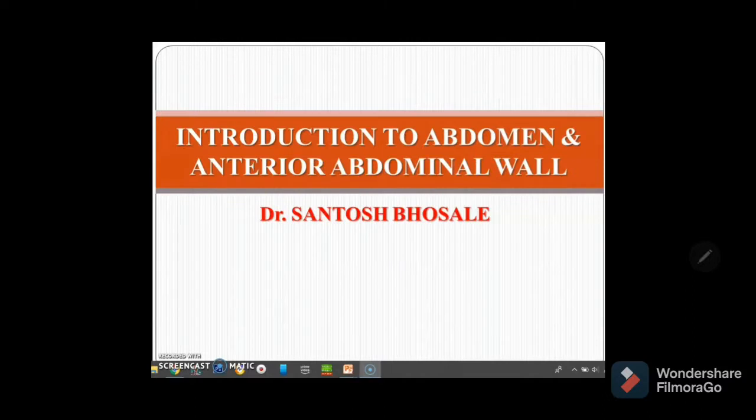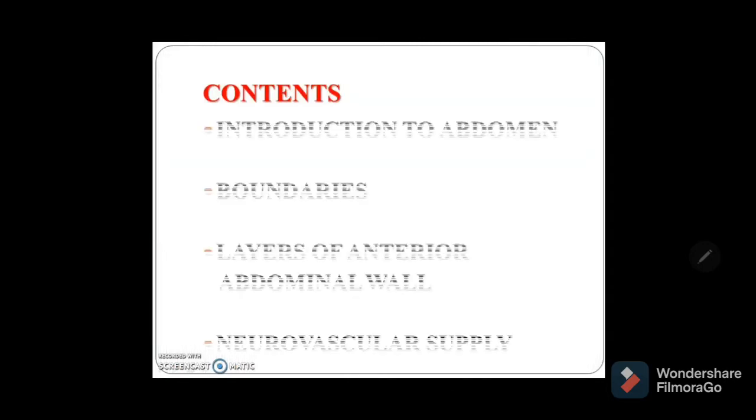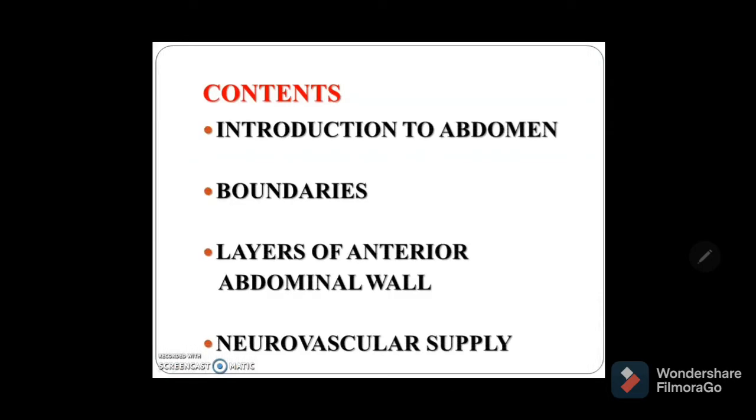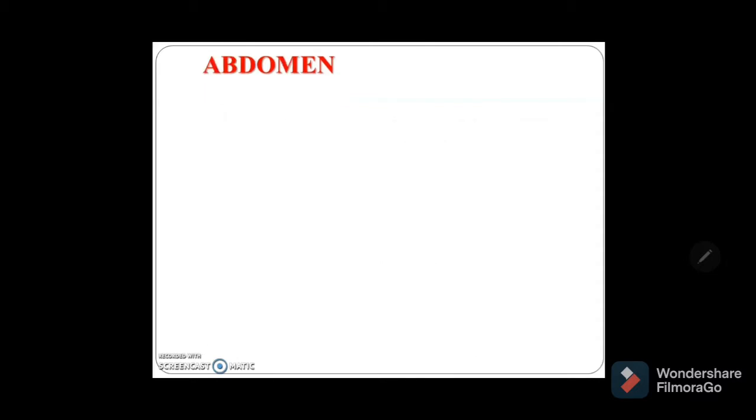Welcome to this session. In this session, we are going to discuss the introduction to the abdomen and anterior abdominal wall. The abdomen and anterior abdominal wall are clinically significant in the case of hernias and also surgical incision. We are going to discuss the abdomen under the following headings: introduction to the abdomen, boundaries, different layers of the abdominal wall in detail, along with the neurovascular supply, which helps us to get insight about the different abdominal incisions.